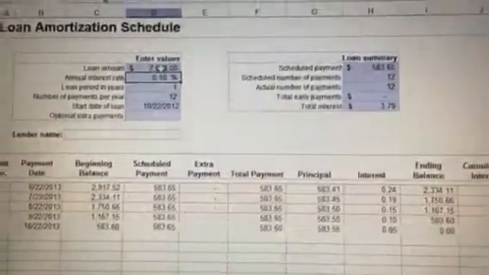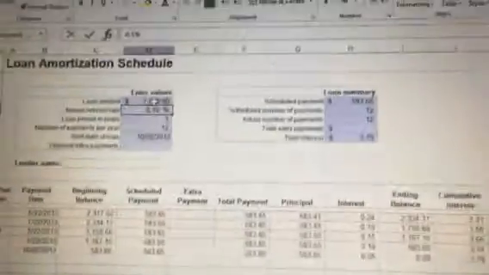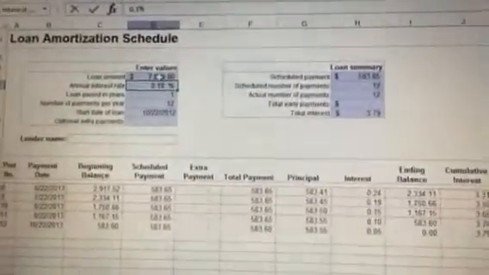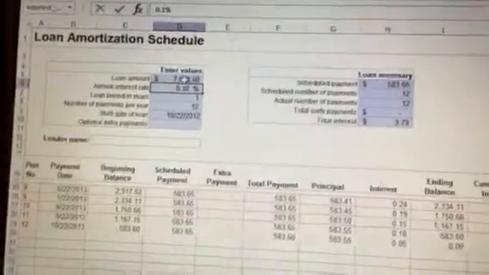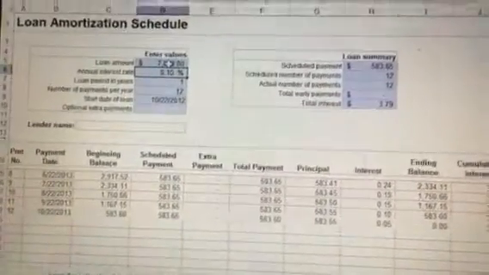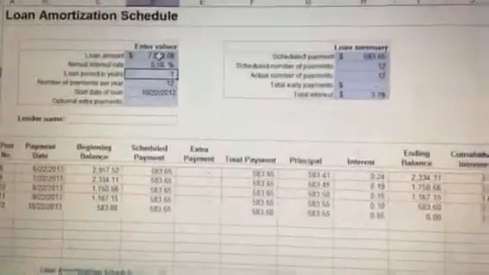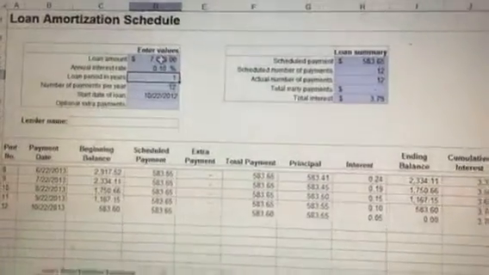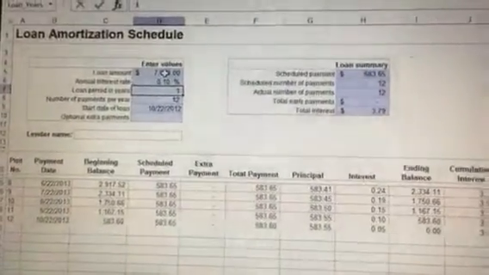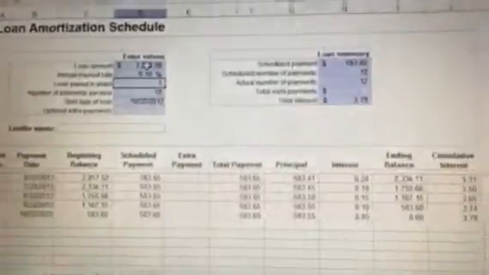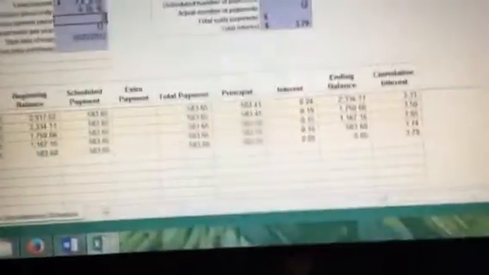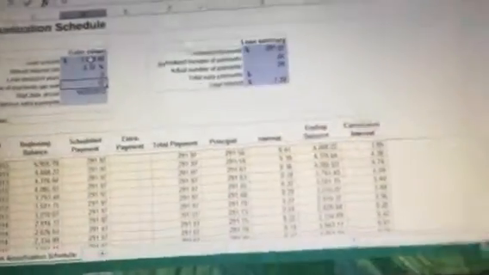The annual interest rate. So you can play around with this. You can give it a Google, like, hey, what's the going interest rate right now? Loan periods in a year. So most people, you're only going to take out the loan once. So you probably only want one, unless you're going to take it out over like two times.